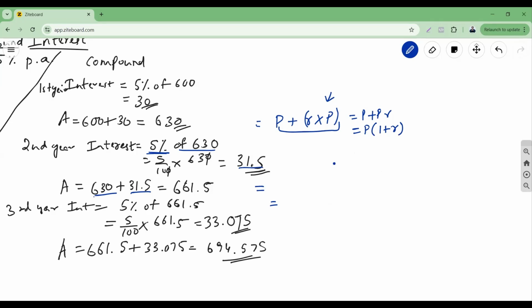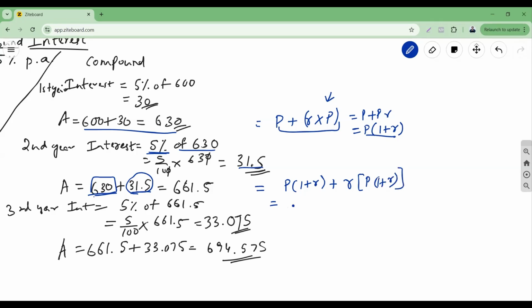So the next time when I'm doing this, the 630 is from this P times 1 plus R, right? That was what we started with, the previous amount, 630. That is what is coming here. That means this is what I'm going to put here. Then plus this 31.5. How have we got that one? We got that when we made R times this entire P times 1 plus R, right?